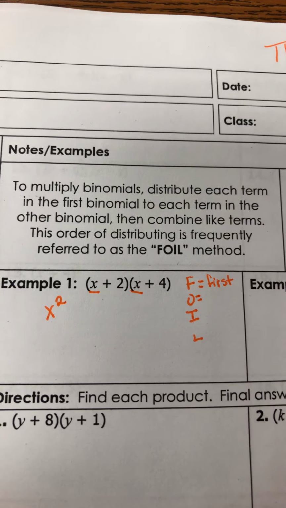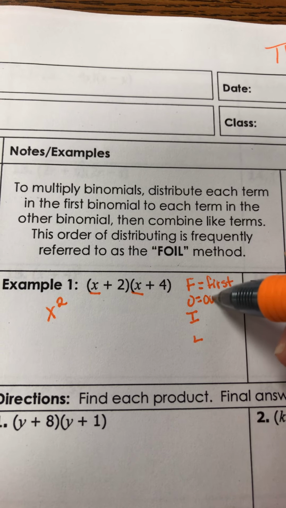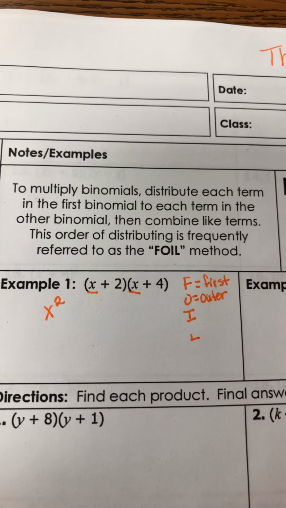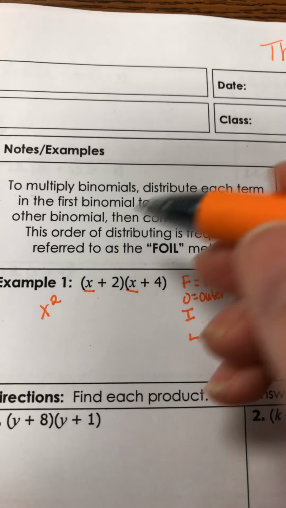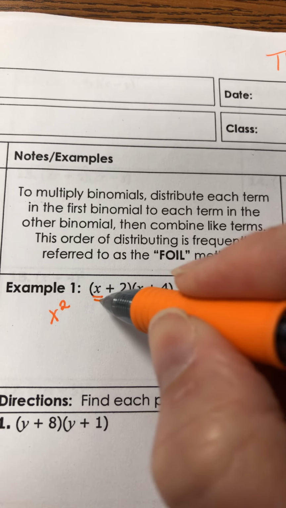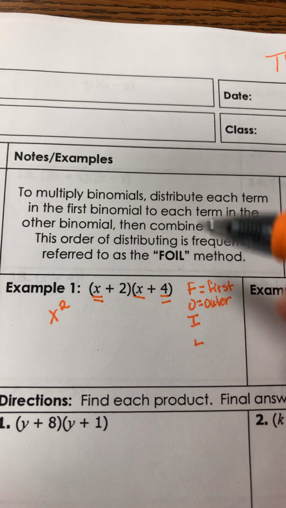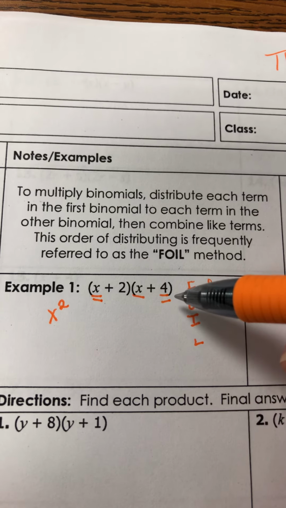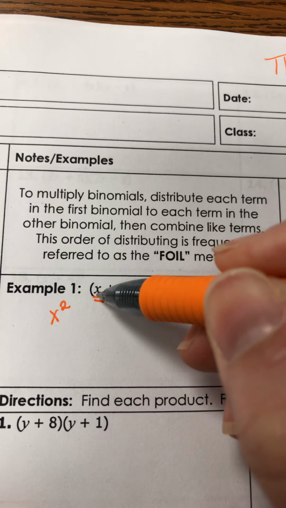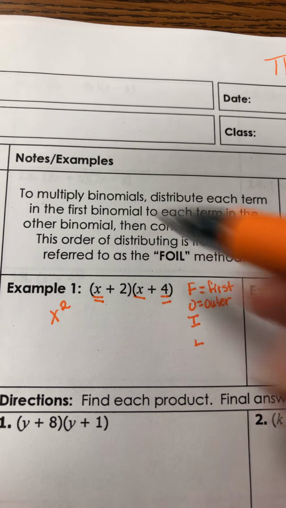O is going to be the outer terms. Okay, that's going to be the outskirts or the outside of the problem. The one at the very beginning and the one at the very end. So the outer terms, the outer parts of the parenthesis. So that's going to be x times positive 4. X times positive 4 is positive 4x.